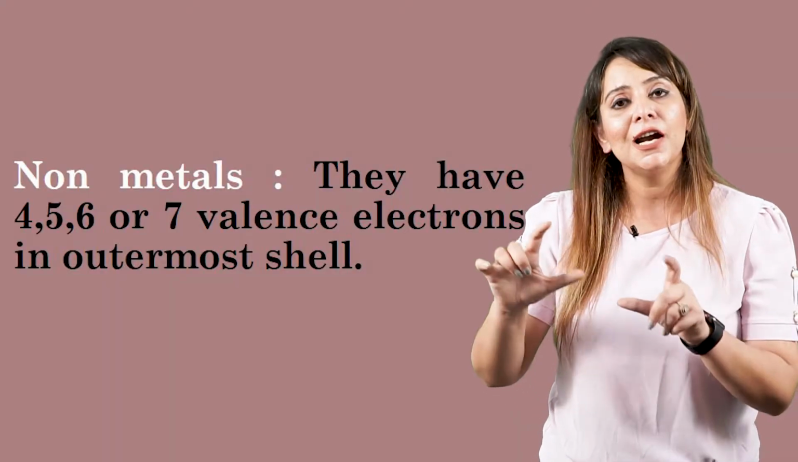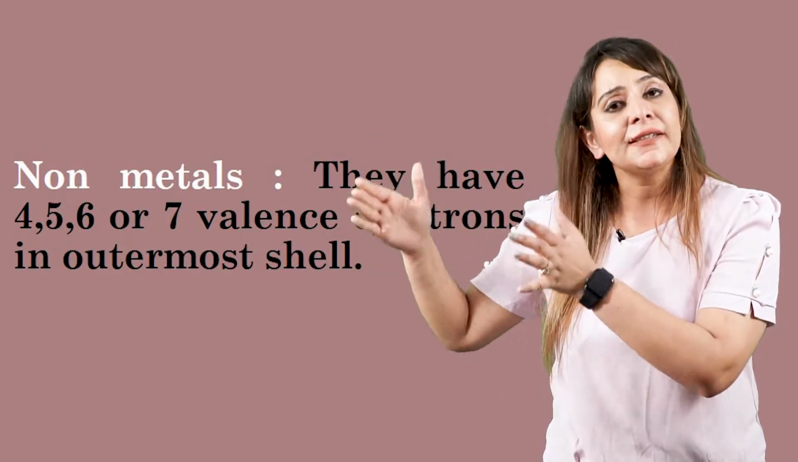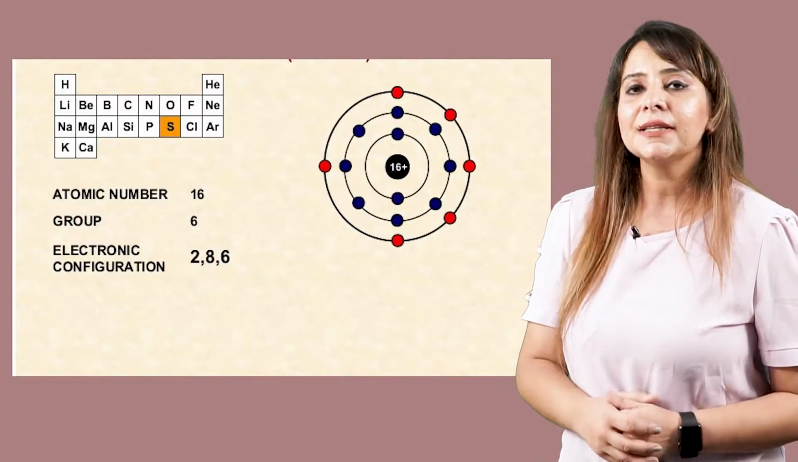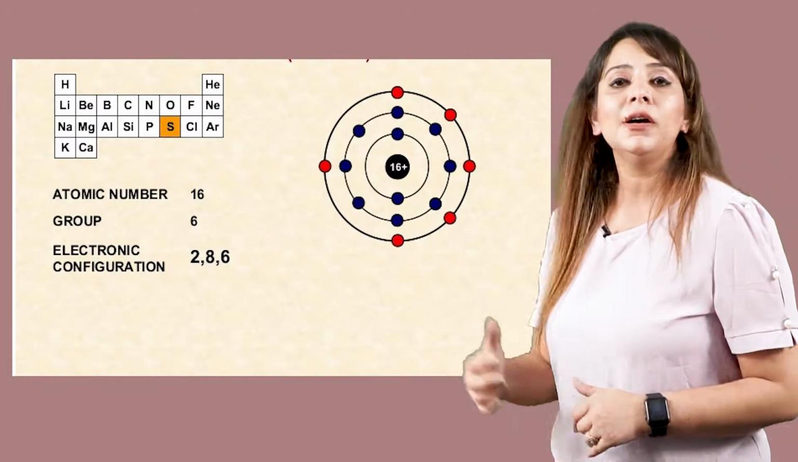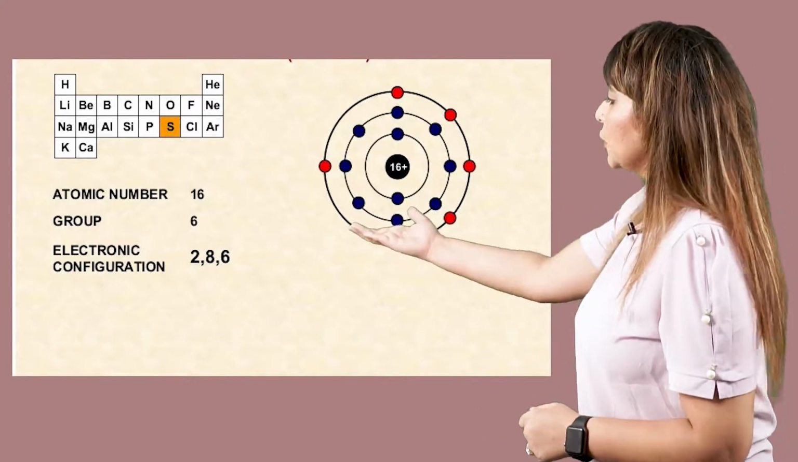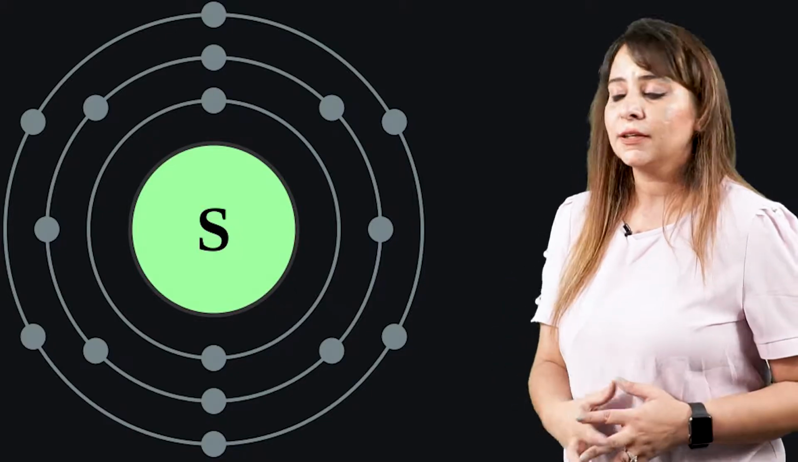So non-metals are those elements which possess 4, 5, 6 or 7 valence electrons. If I take one example, sulfur, the symbol for sulfur is S. Its atomic number is 16. So let's write it, atomic number 16. Now the number of protons in it is 16. And as I told you, in a neutral atom the number of protons and electrons is the same. So that means electrons are also 16.